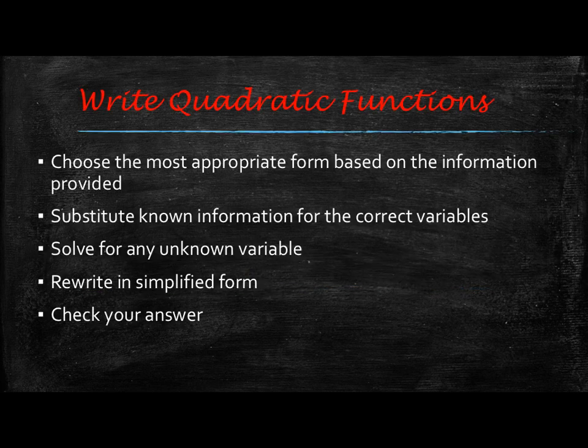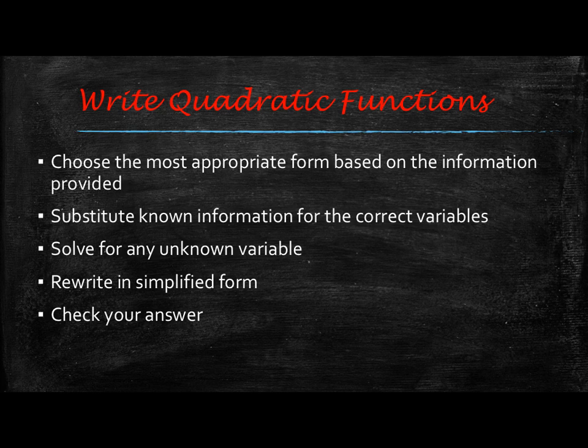When you write quadratic functions, here are some steps that you can follow. The first thing you want to do is choose the most appropriate form based on the information provided. If you're given a vertex, then vertex form might be the easiest. If you're given x-intercepts, then intercept form might be the easiest. And if you're given information about standard form, then standard form might be easiest.